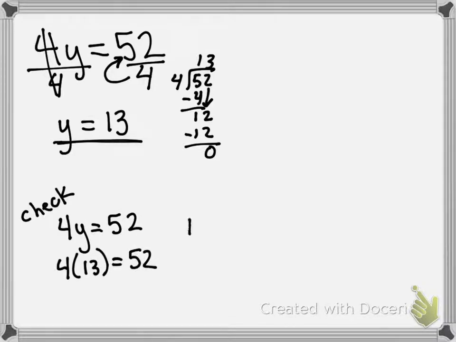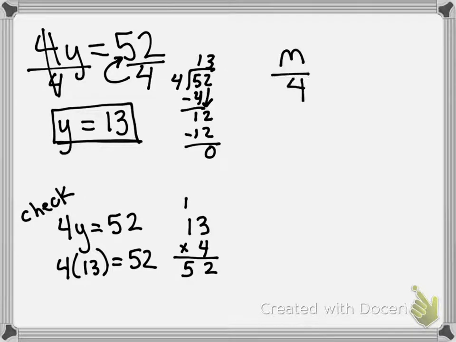So I'm going to multiply 13 times 4. 3 times 4 is 12, carry the 1. 4 times 1 is 4 plus 1 is 5. 4 times 13 is 52, so that proved that y is equal to 13. Let's try a division equation. m over 4 equals 12.